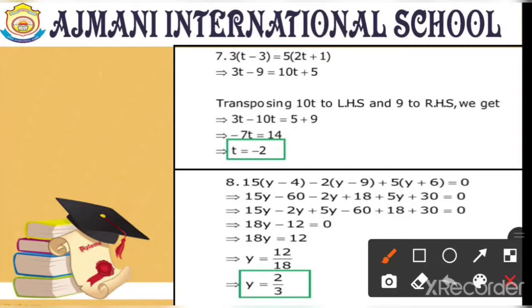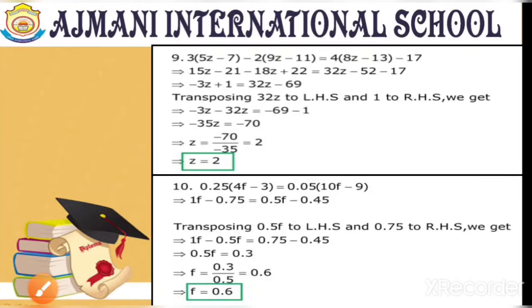15 bracket of y minus 4 is equal to 2 bracket of y minus 9 plus 5 bracket of y plus 6. So obviously, you are going to use the BODMAS rule and just multiply them. You would get 15y minus 60 minus 2y plus 18 plus 5y plus 30. When you will solve it further, you would be getting y is equal to 2 by 3 as your answer. Moving to the next part, that is question number 9.